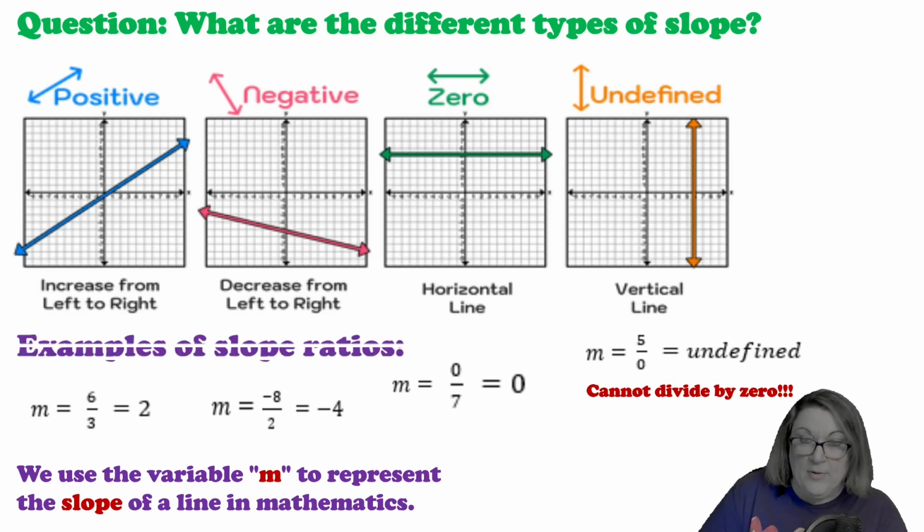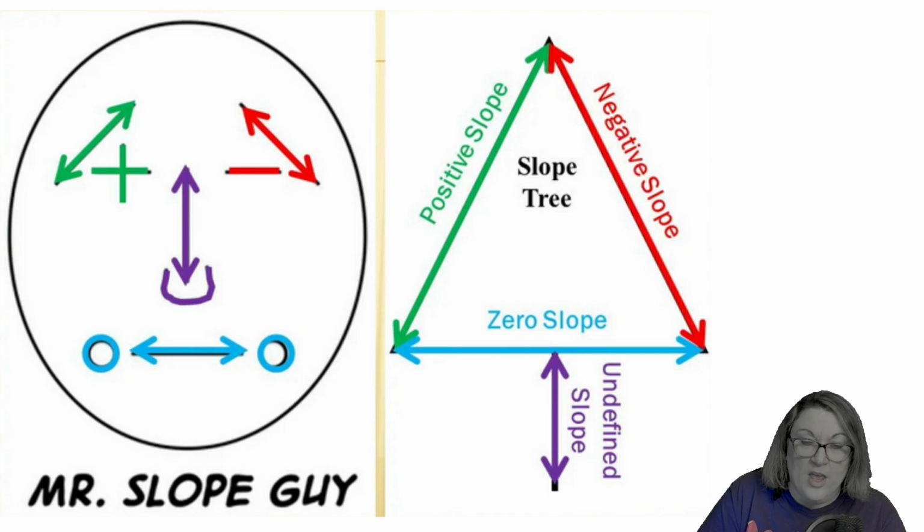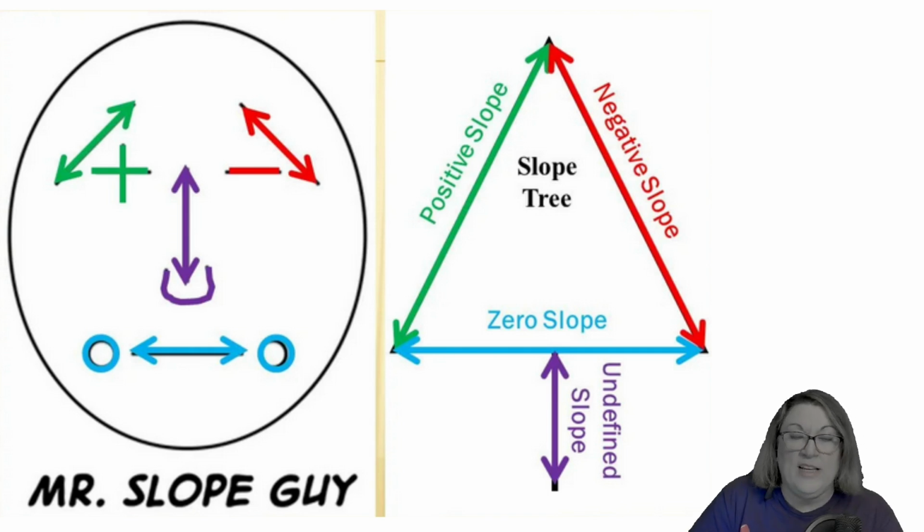And so let's keep going here. Let's see. Here's some just examples of slope ratios, which I just talked about. And then we have some mnemonic devices here to help you remember the 4 types of slope. This one over here is called Mr. Slope Guy. Sometimes they call him Slope Man, Slope Dude.